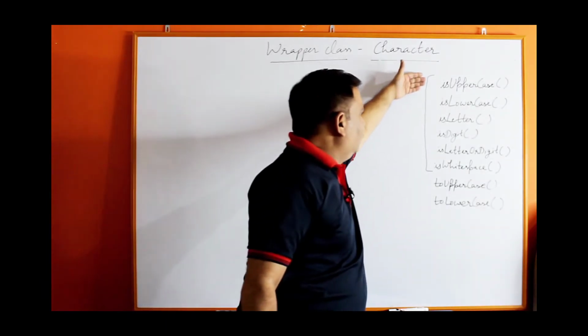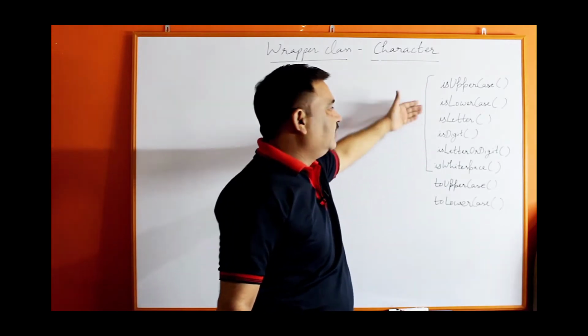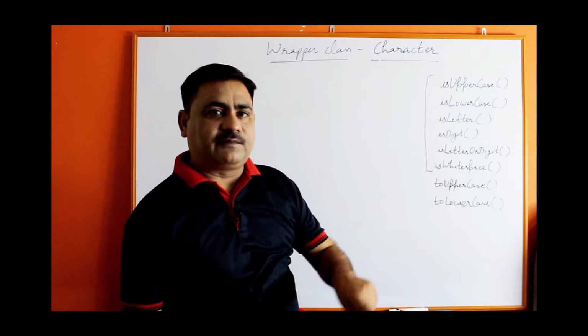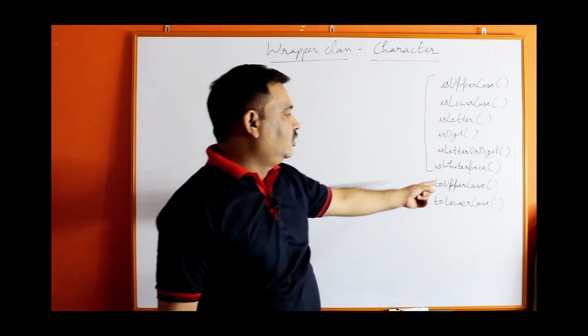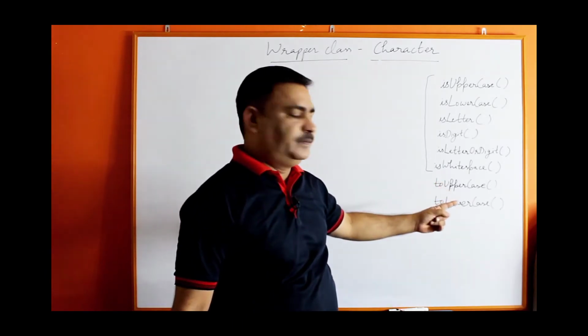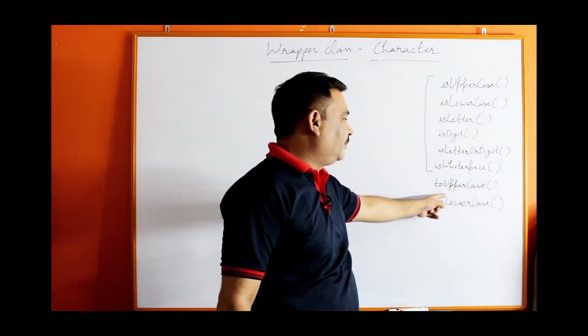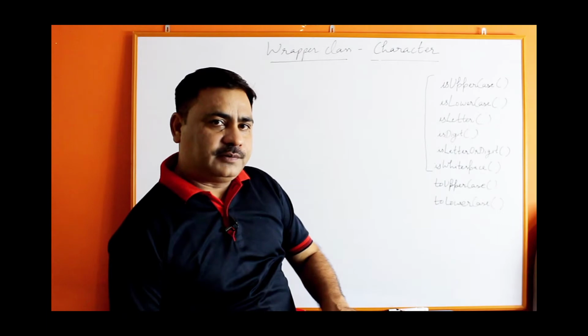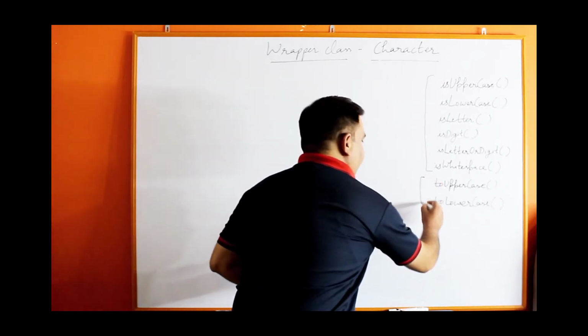So I told you, the first 6 functions return a Boolean value, but the last 2 functions return a character value after converting into a small letter or capital letter. If the character is small, it will convert into capital. If the character is capital, it will convert into small. These 2 functions return a character type value.